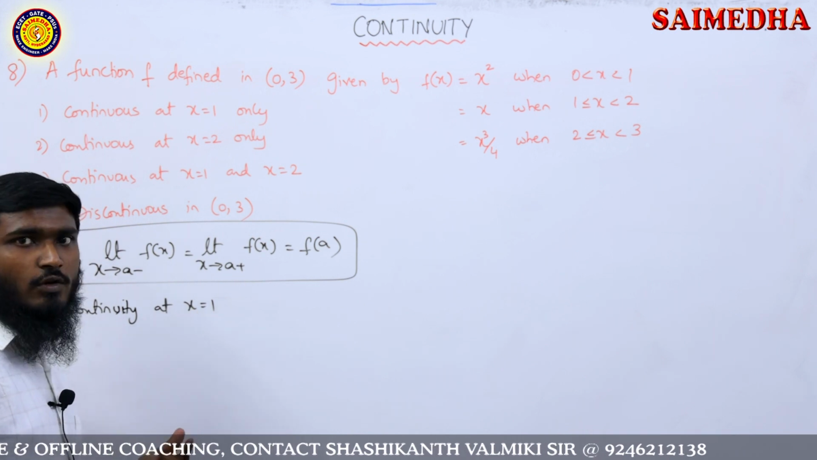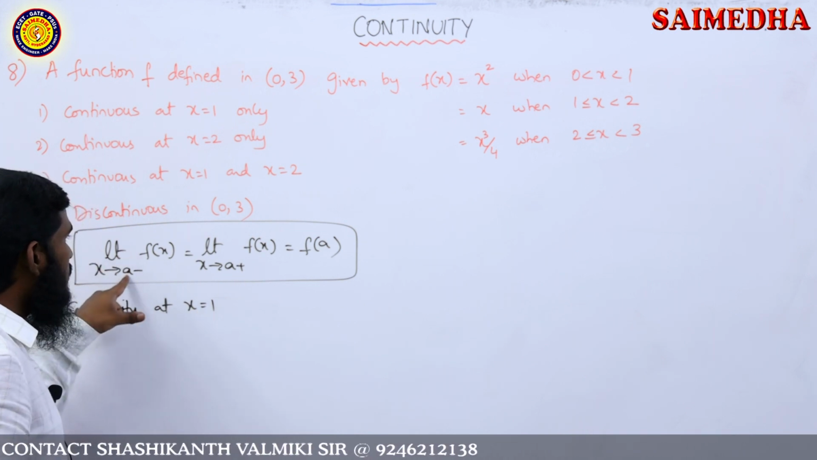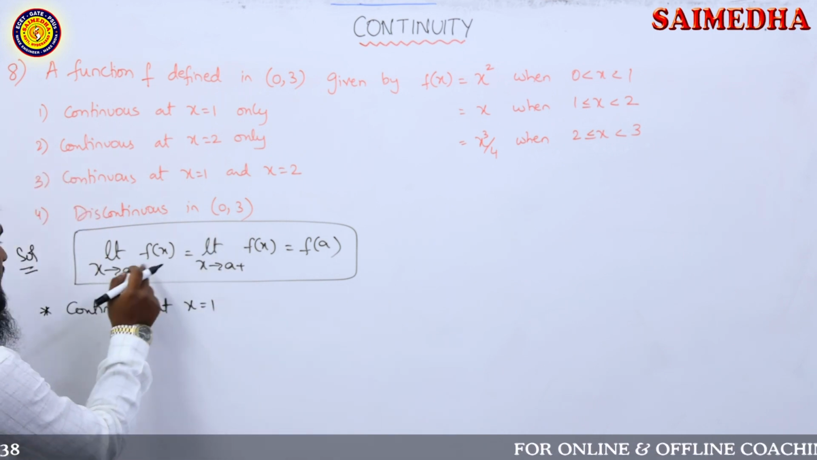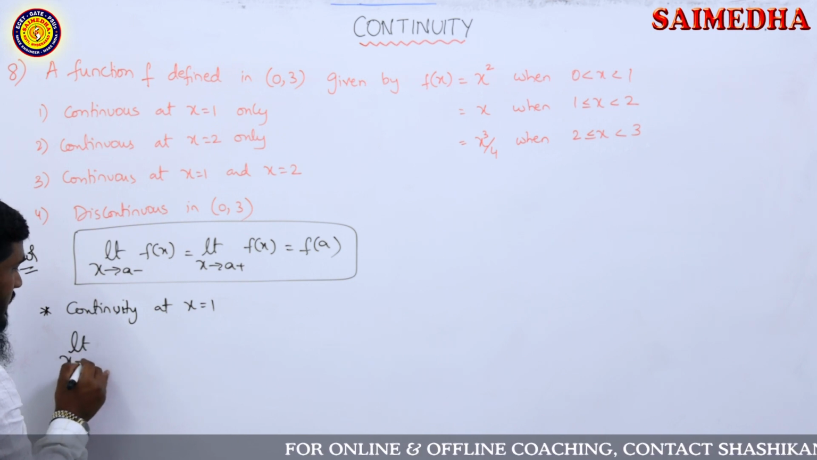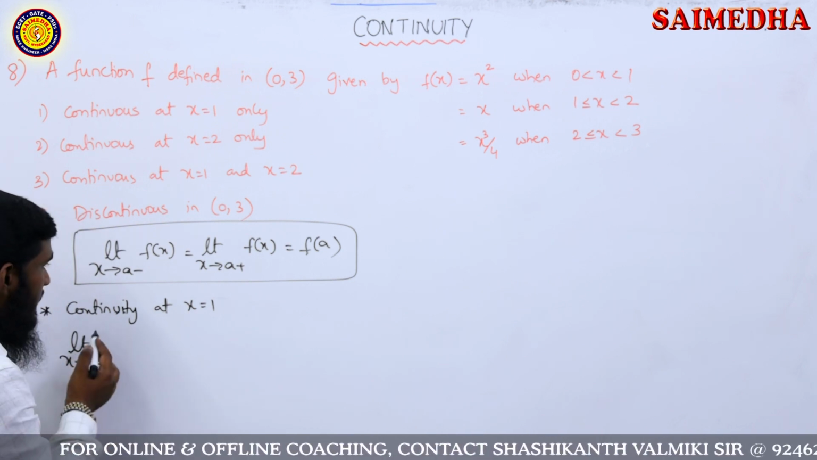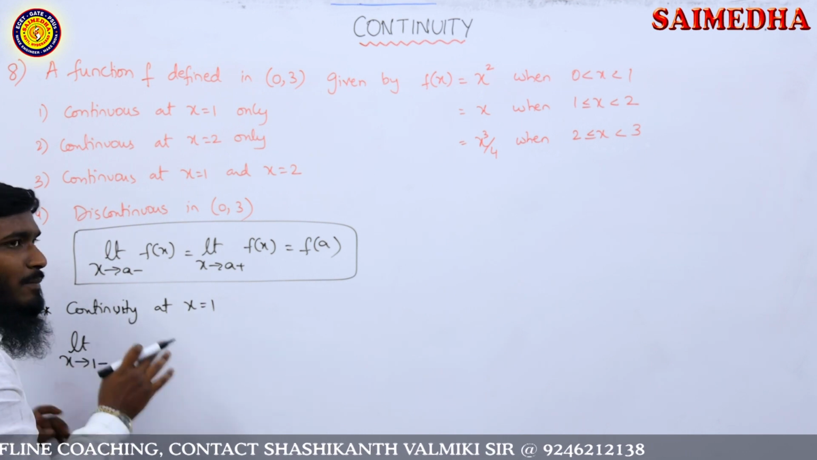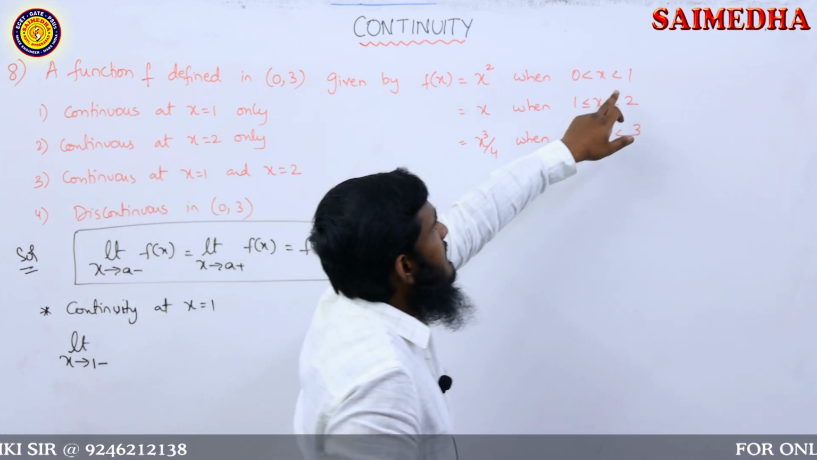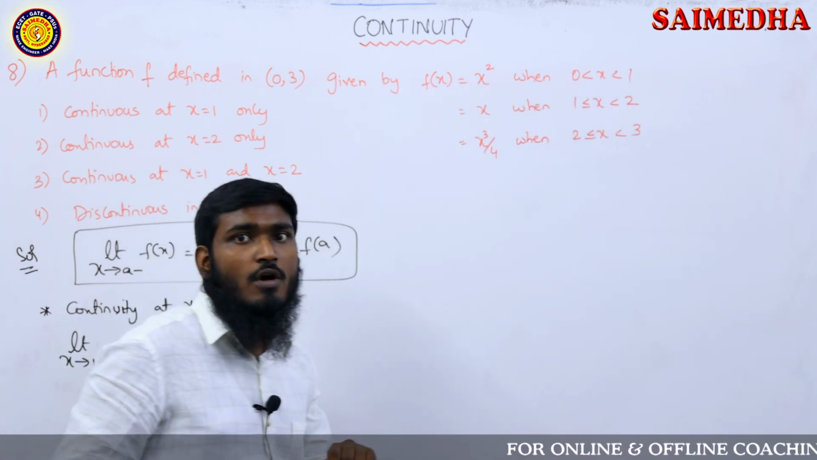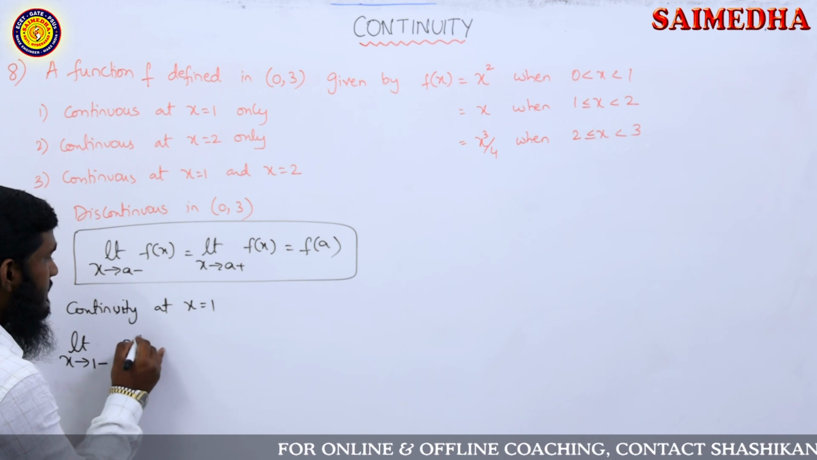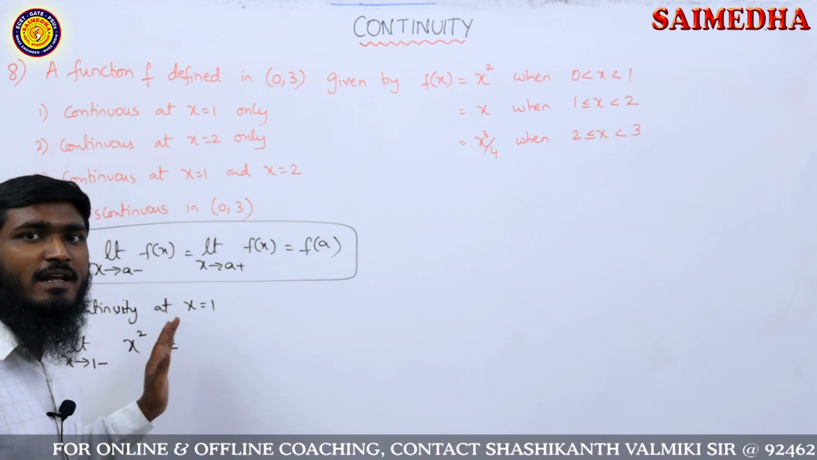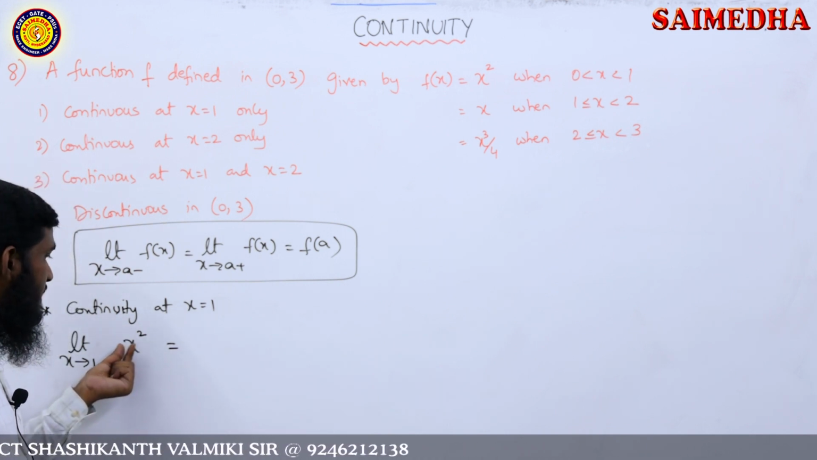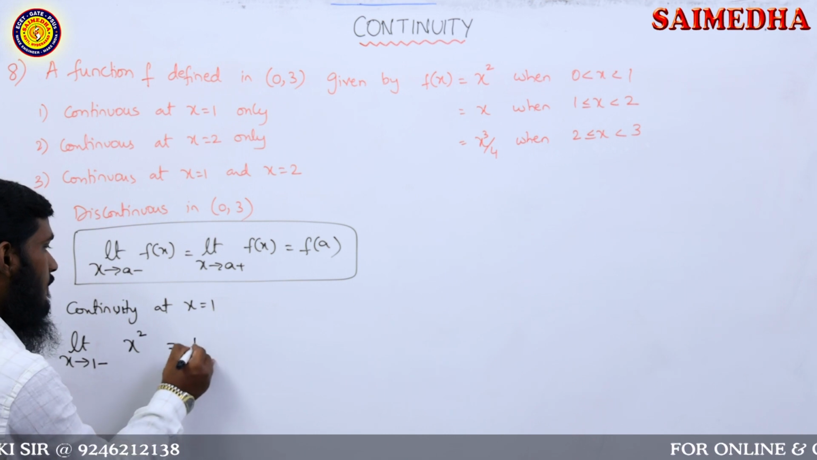Now if we take x = 1, it will be the limit as x tends to 1 minus, and this part will be the limit as x tends to 1 plus. Let us find the LHL value first. Limit as x tends to 1 minus means it is somewhat less than 1. If it is less than 1, what is f of x? x square. After applying the condition, we write the x value as 1, so 1 square will become 1 itself.